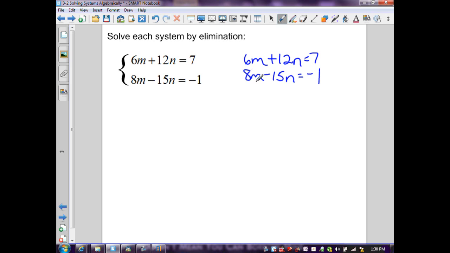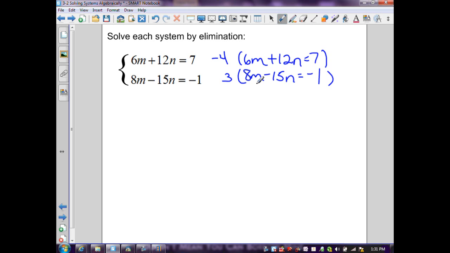I'm going to choose the m's because they seem like they're smaller numbers and I can get them to a multiple a lot easier. So to do that, I can get 6 and 8 to equal 24. So to do that, I'm going to multiply the top equation by a negative 4. That will give me a negative 24m. I'm going to multiply the bottom equation by 3. That will give me a positive 24m.